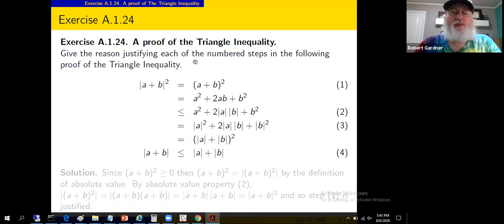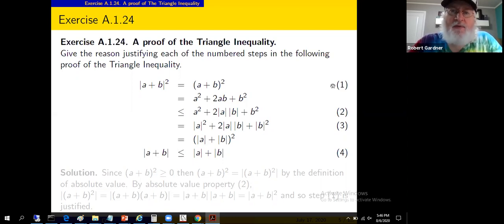So give the reason justifying each of the numbered steps in the following proof of the triangle inequality. Okay, here's the triangle inequality at the bottom, so we're trying to get there. They're starting with the absolute value of a plus b, squared. They're going to take a square root at some point, and that's how they'll get the absolute value of a plus b. But first step, the absolute value of a plus b squared equals a plus b itself, without the absolute values, squared. Step one, why is that true?